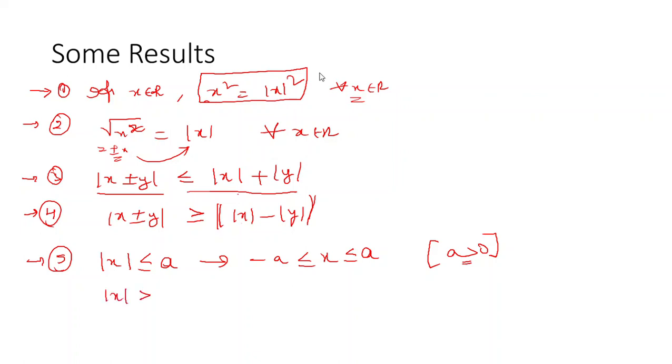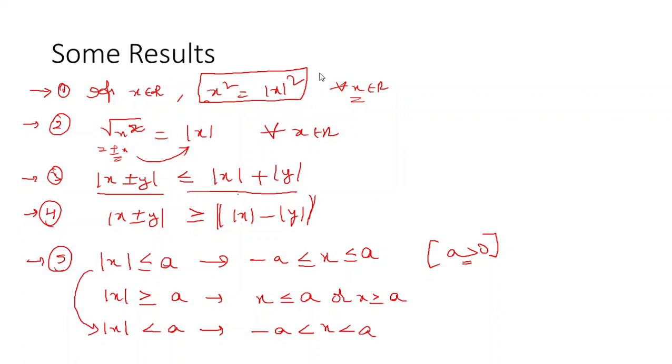And now if mod x is greater than or equal to a, then this implies that x is less than or equal to minus a, or x is greater than or equal to a. And if mod x is less than a, then this implies that minus a is less than x less than a. We just remove the equal to sign here. So when mod x is less than or equal to a, then x lies in between minus a and a. And if mod x is greater than or equal to a, then x is less than or equal to minus a, or x is greater than or equal to a.